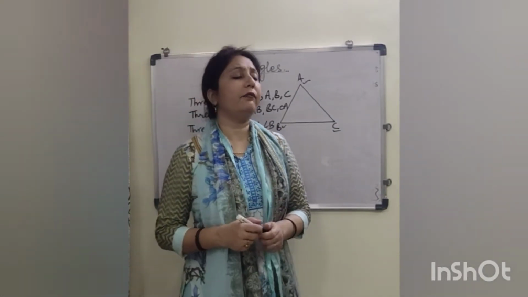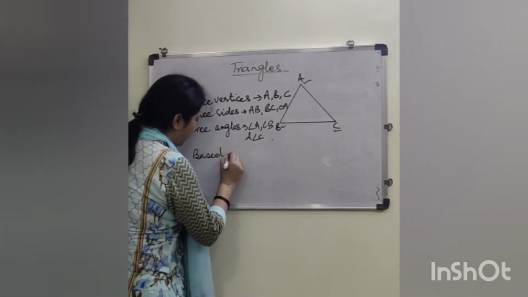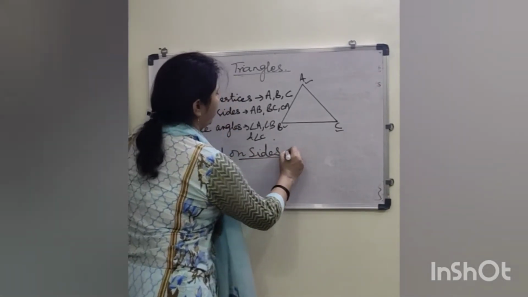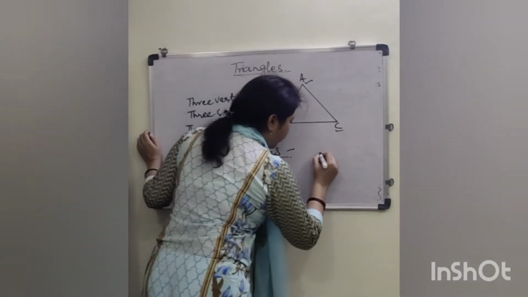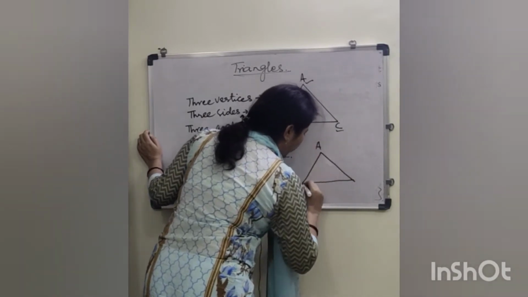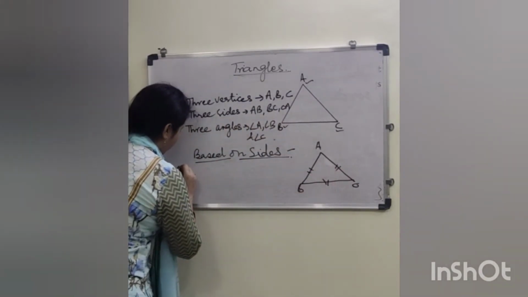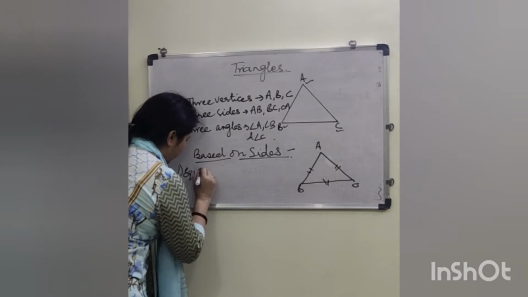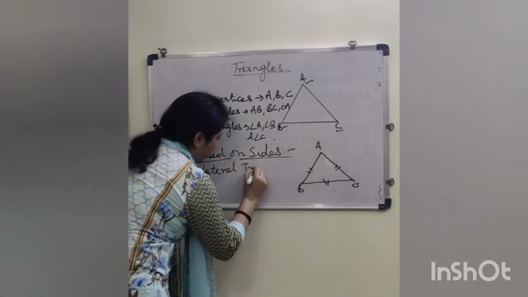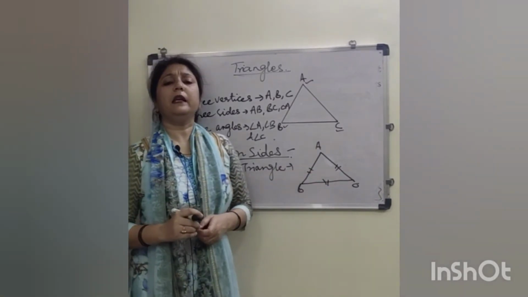Now children, we have classification based on sides. Classification of triangles based on side. So first one comes where a triangle has got all three sides equal. All these are equal. First is equilateral triangle. Equilateral triangle, in which all three sides are equal.